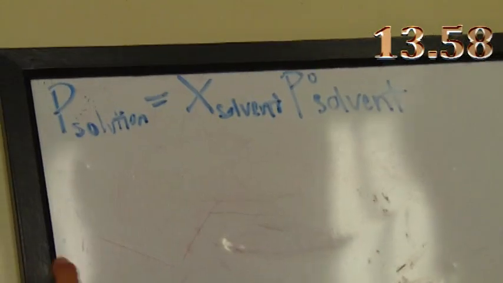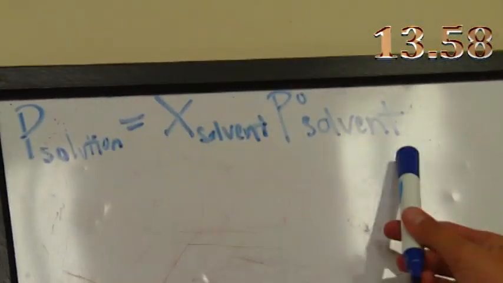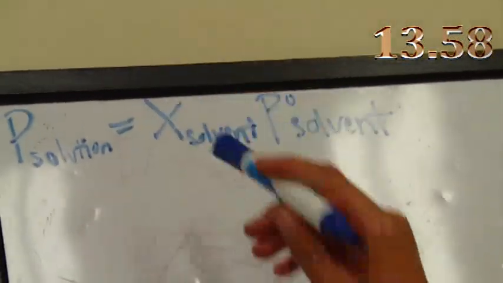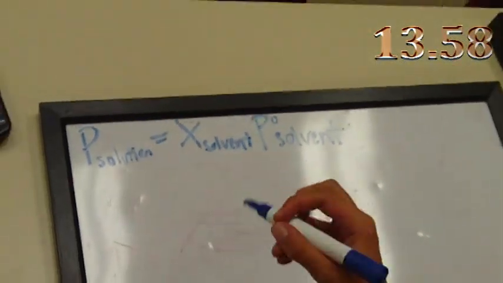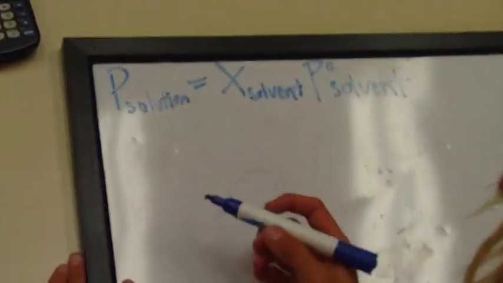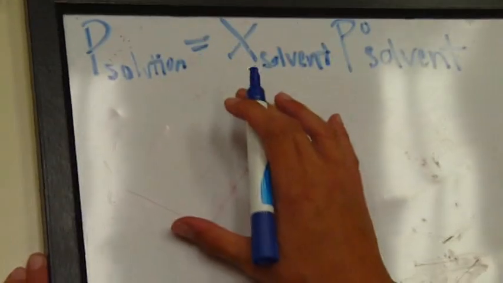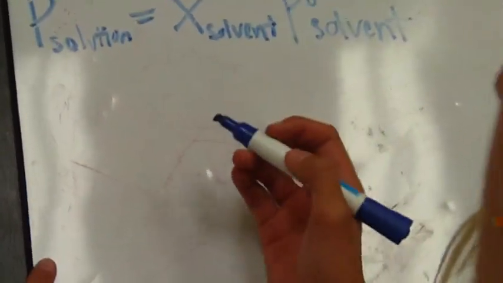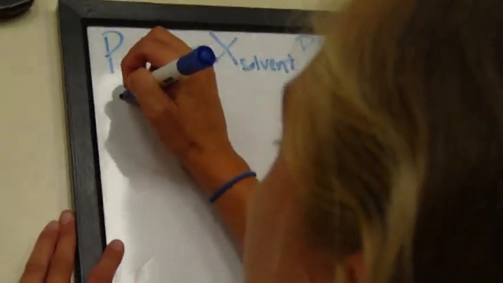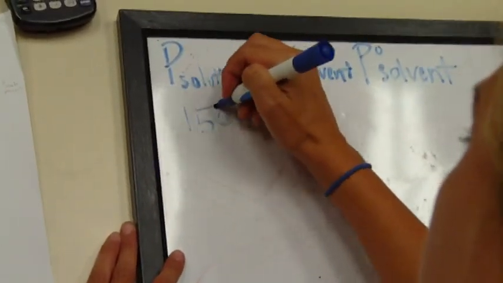So from what they give us, we can't use this yet because we don't know the mole fraction. But we can get the mole fraction using what they gave us. So first of all, everything that they gave us was in grams, so we need to convert it into moles so that we can get the mole fraction. They gave us 150 grams. Maybe I won't use this marker.